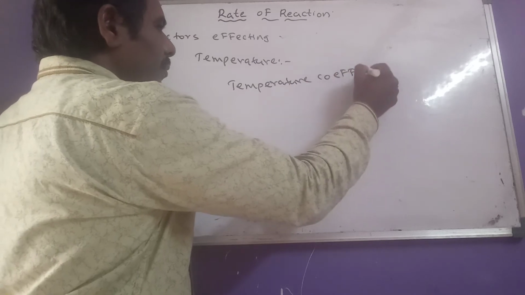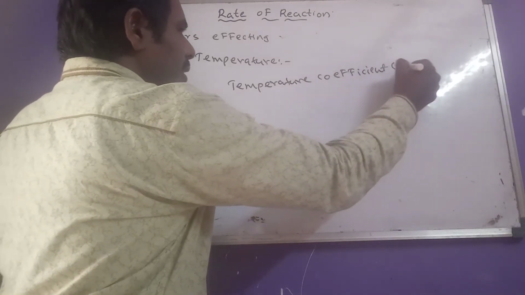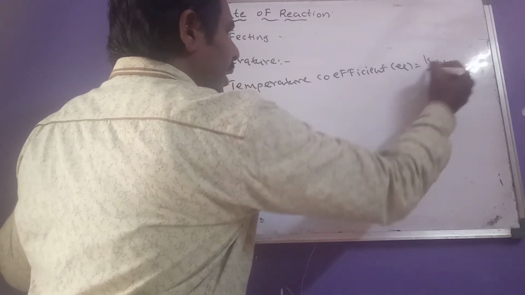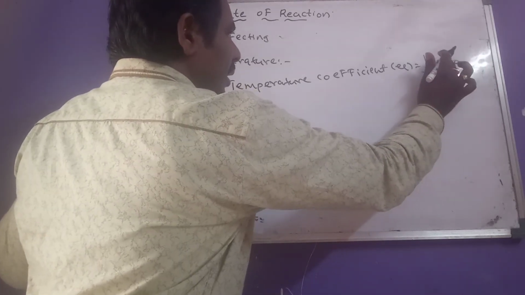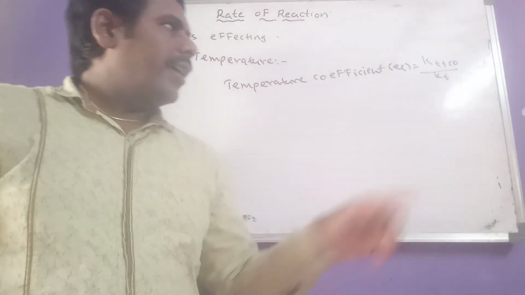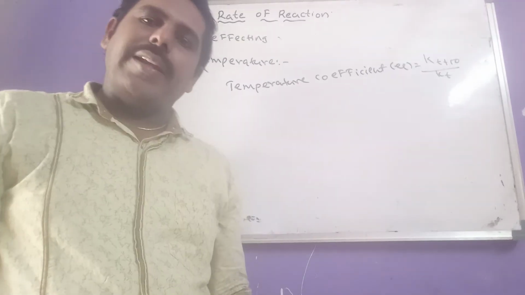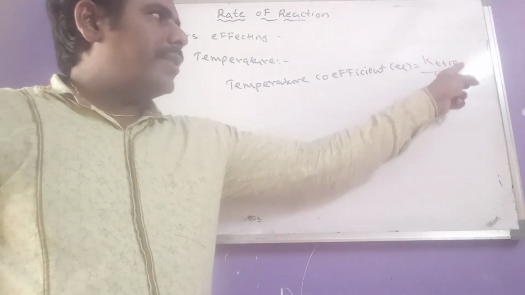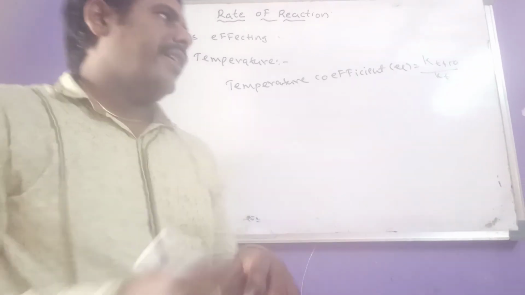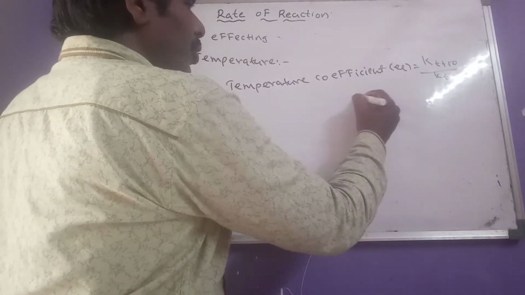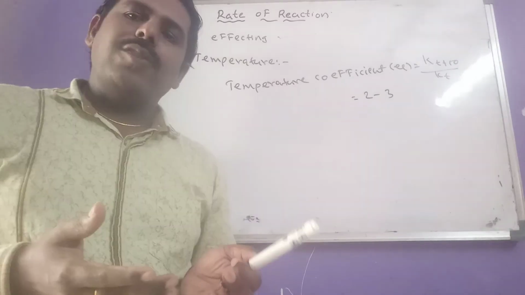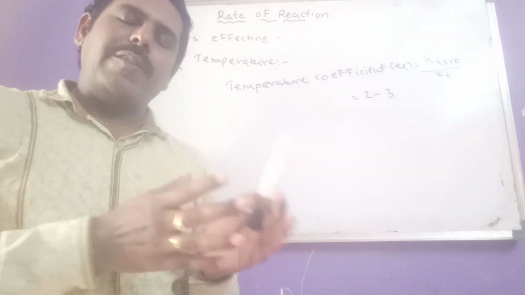See here, temperature coefficient is the ratio between two different rate constants. The ratio between two different rate constants that differ by 10 degrees centigrade. So that is Kt plus 10 by Kt. So this is known as temperature coefficient. And generally this value is in between 2 to 3. Sometimes it may be 2 or 3 or in between 2 to 3.